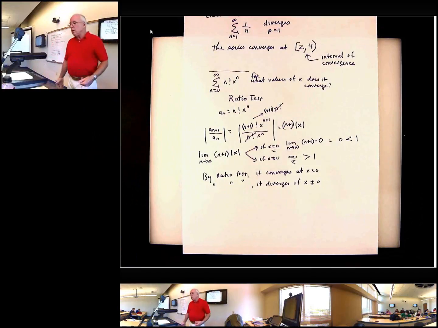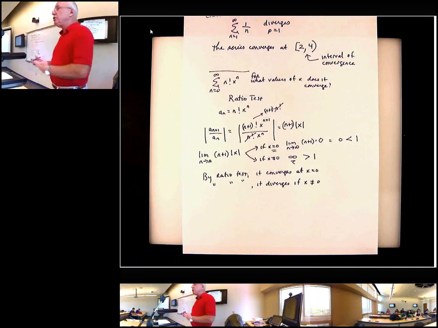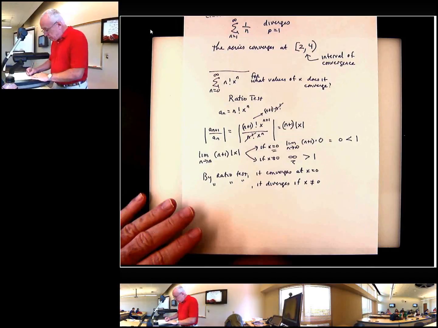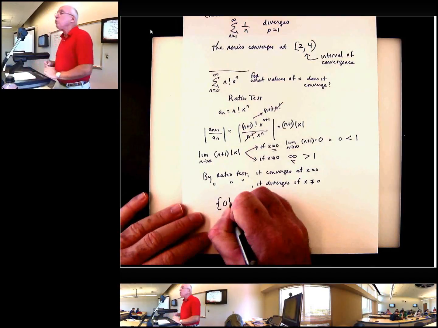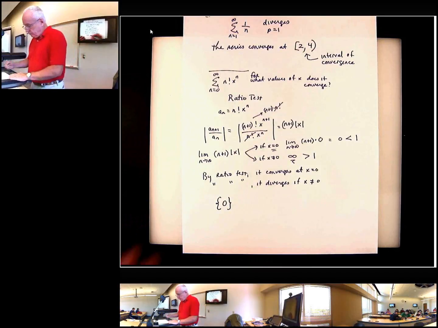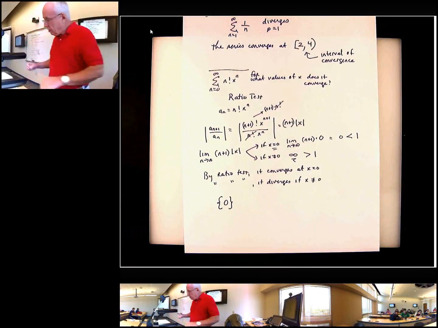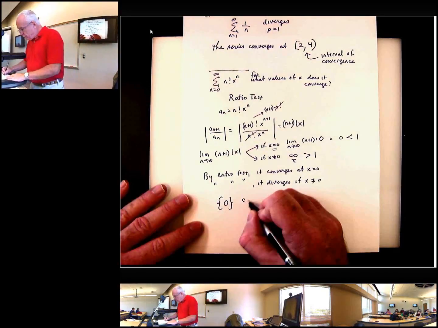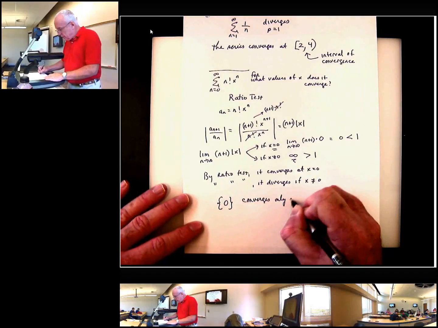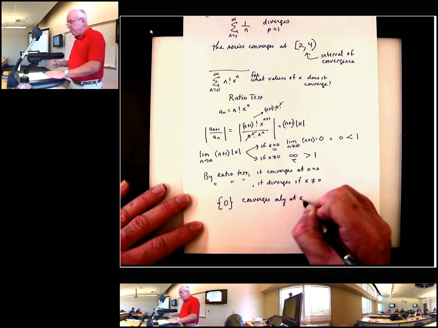So the question was, find the values of x for which this thing converges. Well, we found out there is only a single value of x that will give us a limit less than 1. So the answer is, only at 0 does this converge. Okay. Converges only at x equal to 0.